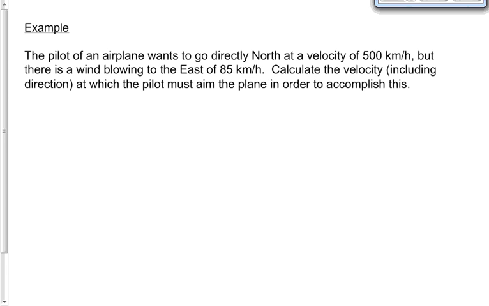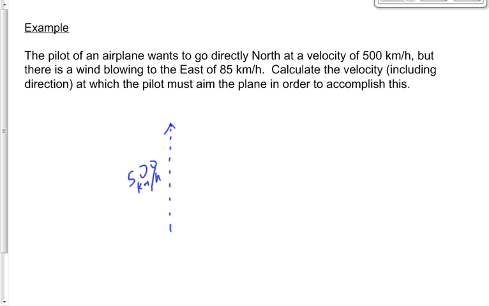Solid line vector. So where I want to go contributes to where I go. Where I want to go is hopefully going to be where I go. Right? That's a dotted line vector. So we're going to draw that 500 kilometers per hour north as a dotted line.